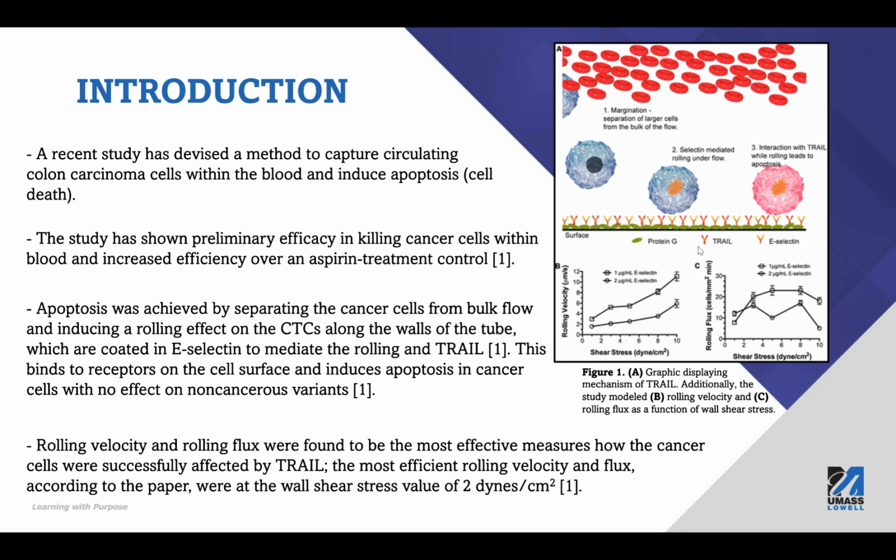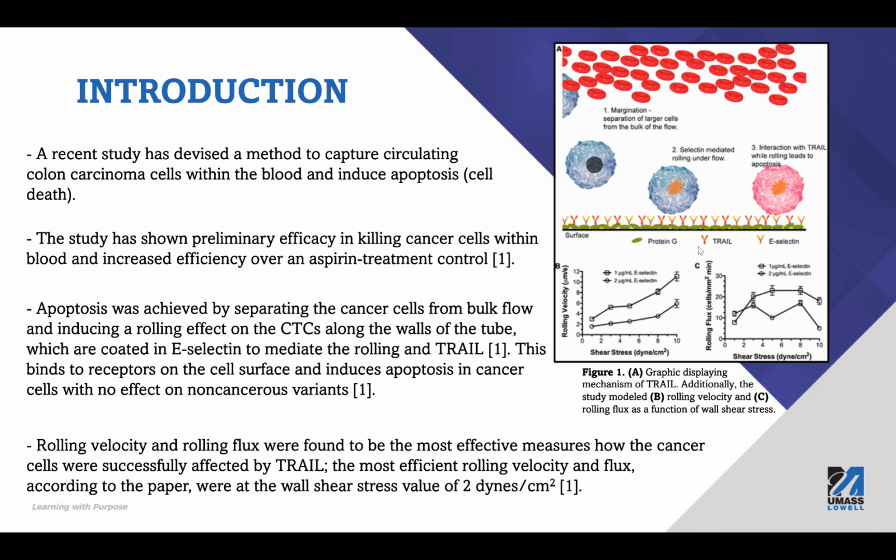Now, the study primarily found that at a wall shear stress of 2 dynes per centimeter squared, the maximum efficiency for rolling flux and rolling velocity was found, as these cancer cells were efficiently rolled, not too fast and also not too slow, with the E-selectin at a constant concentration of 2 micrograms per milliliter.